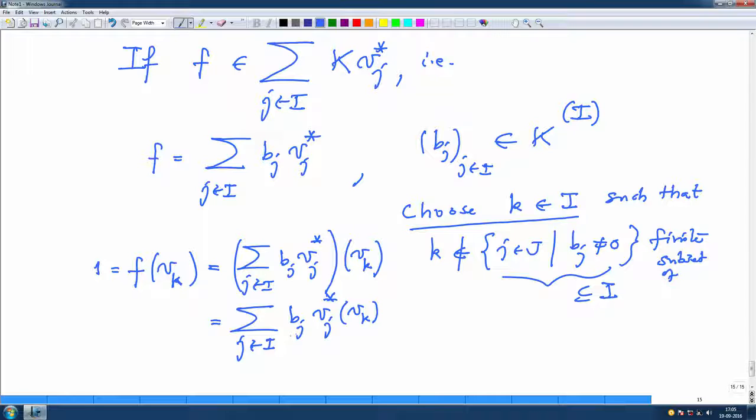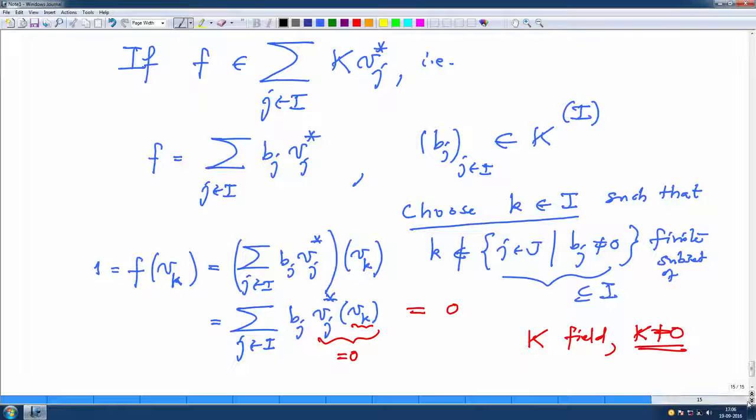But you see, k does not appear here. Wherever b_j is non-zero, this k does not appear there. So, each term is 0. Altogether this side is 0. So, 1 equal to 0, that is a contradiction, because K is a field. Fields are never 0. By definition, if K is a field, 1 is never 0. That is part of the definition of a field. One should not forget this.